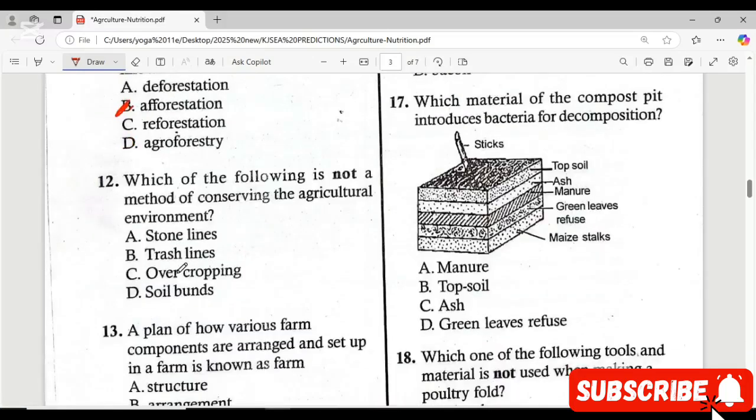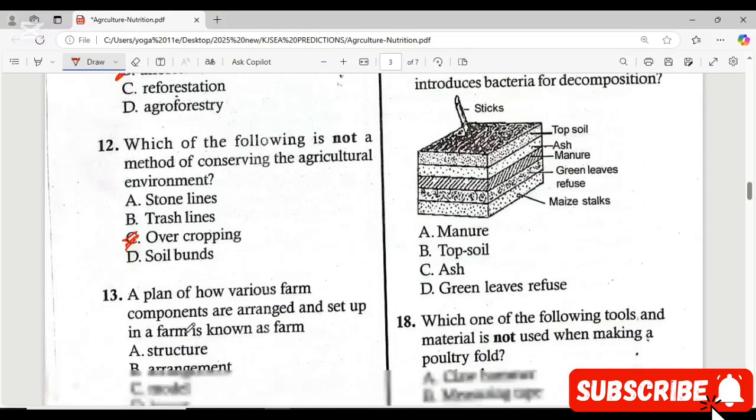Which of the following is not a method of conserving the agricultural environment? Stone lines, trash lines, overcropping, soil pans. Overcropping is not a way of conserving the agricultural environment. Overcropping is not.